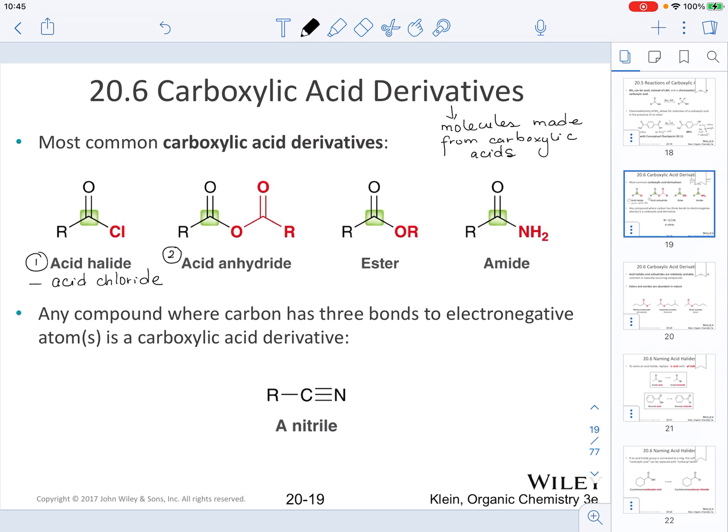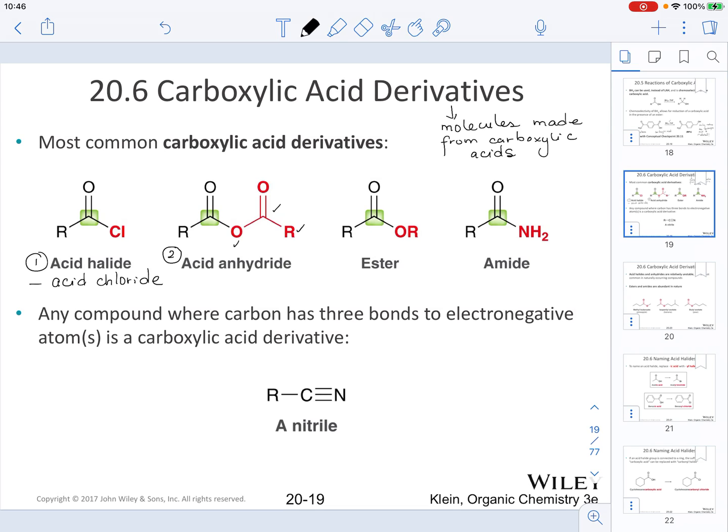The second type of carboxylic acid derivative is an acid anhydride, and as you can see, that C double bond O that came from the carboxylic acid is now going to be attached to a single bond oxygen. That single bond oxygen is going to have a C double bond O, and then that is going to be attached to an R group.